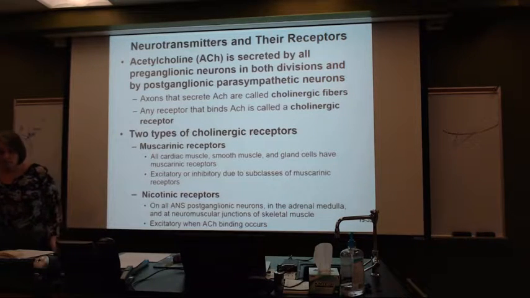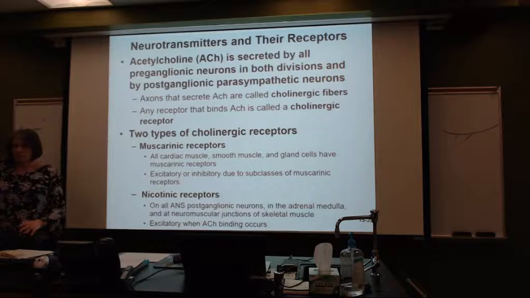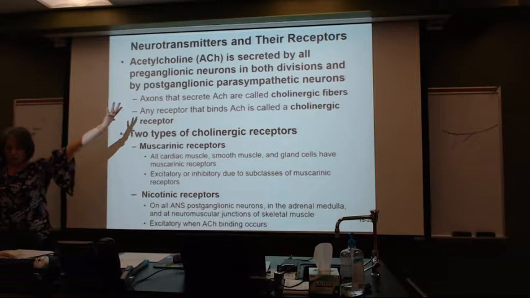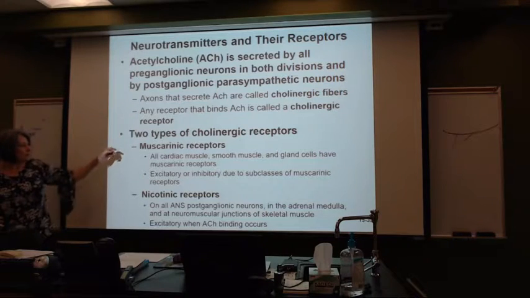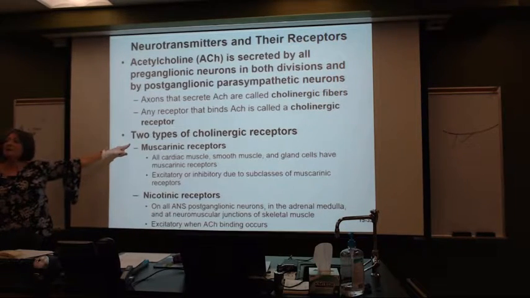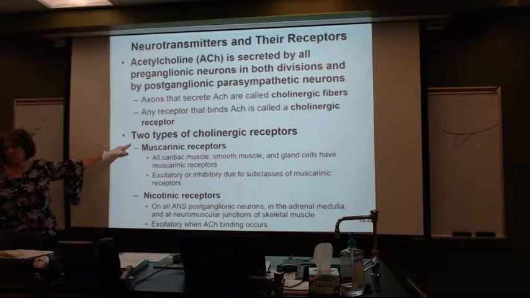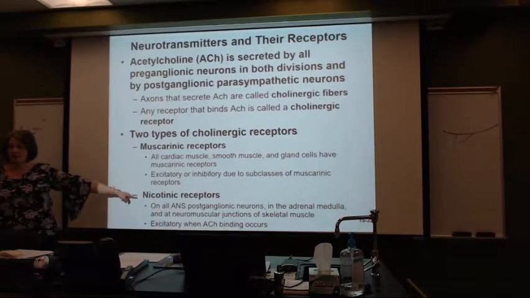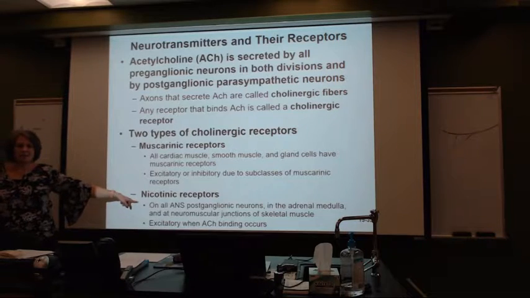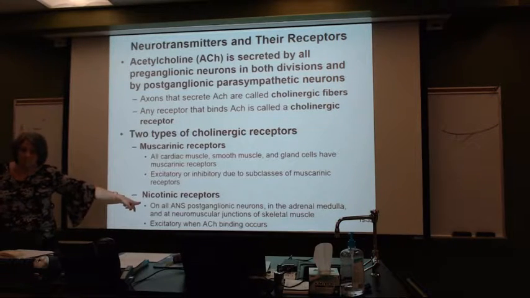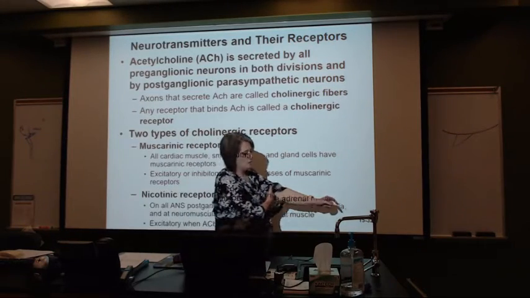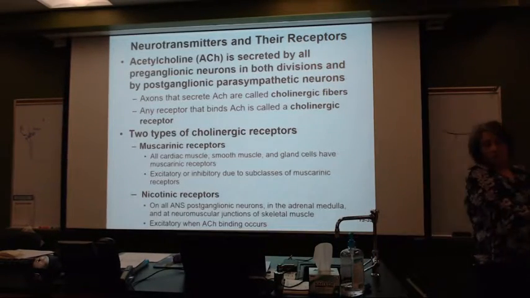So let's think about sympathetic versus parasympathetic, what it should excite, what it shouldn't. Now, the receptors: muscarinic, nicotinic. Well, nicotinic makes you think of nicotine, okay? Muscarinic, believe it or not, is based on mushrooms, all right?